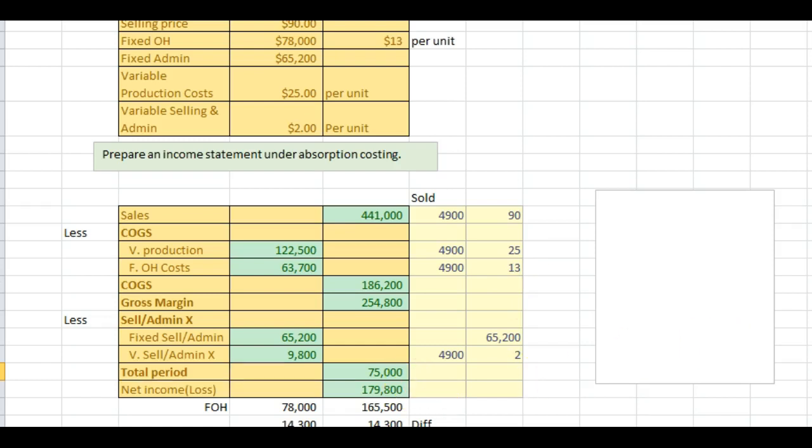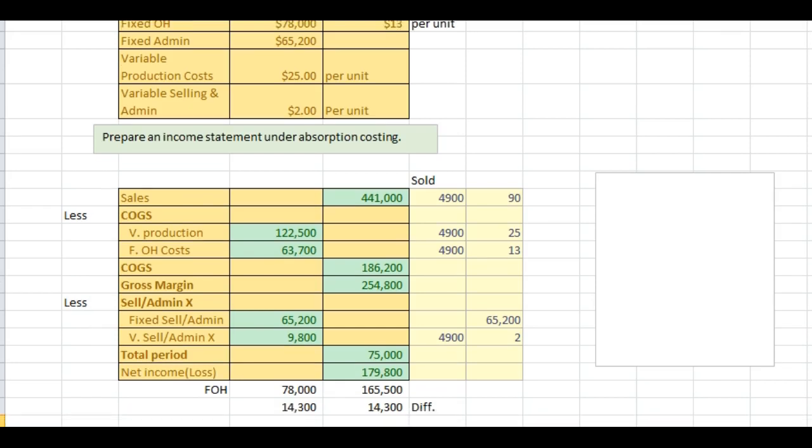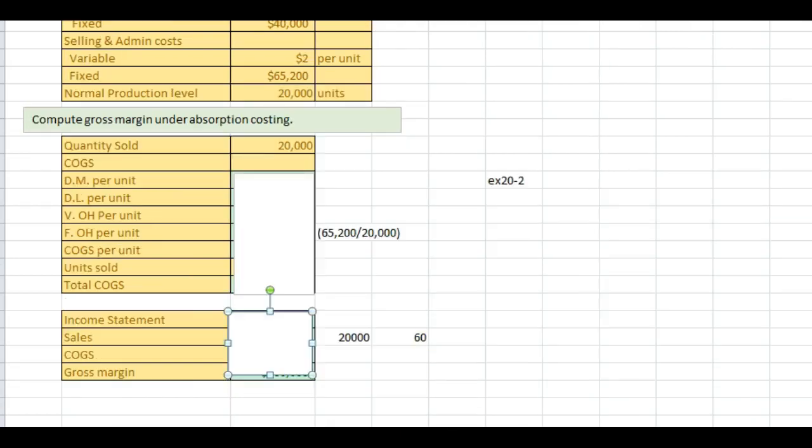Now there's a little bit of a difference here. Variable says my net income is $165,500. This one says my net income is $179,800. What is the difference? Well, the difference is $14,300. But if you remember, in the variable, I took out the full amount of the factory overhead in the period cost. Here, I'm only taking out $63,700 up in the cost of goods sold. So the difference between 78,000 and 63,700 is 14,300, which is the difference between our net incomes. So it's the fixed factory overhead that makes the difference here. So let's look at this one and see what we've got.